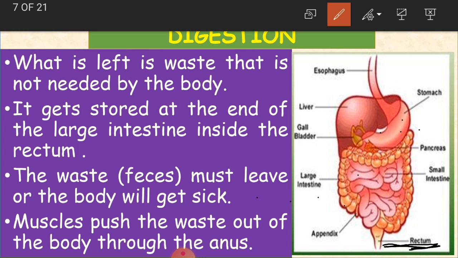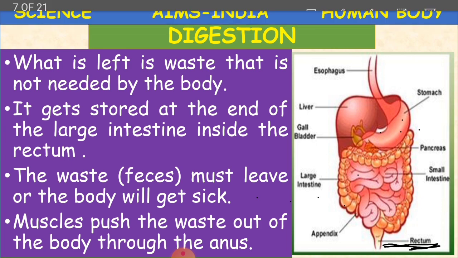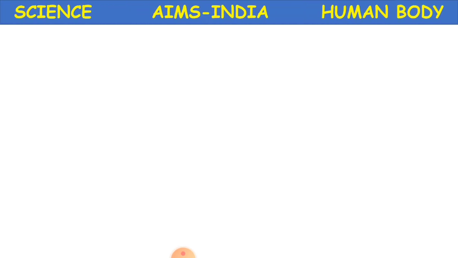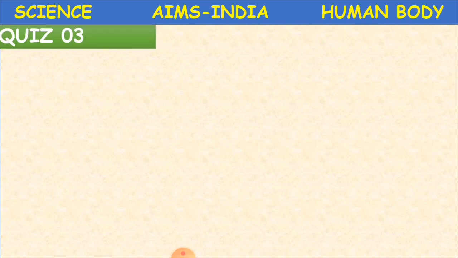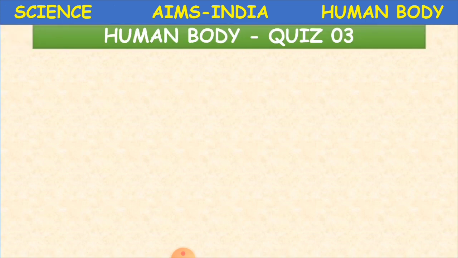Muscles push the waste out of the body through the anus. Okay, what happens here? We also have muscles in our body. What do the muscles do? They push the waste by force out of the body through the anus. Okay, children? Clear? Like this, the waste is removed from our body, and the body feels fresh. It becomes healthy once the waste is removed from the body.